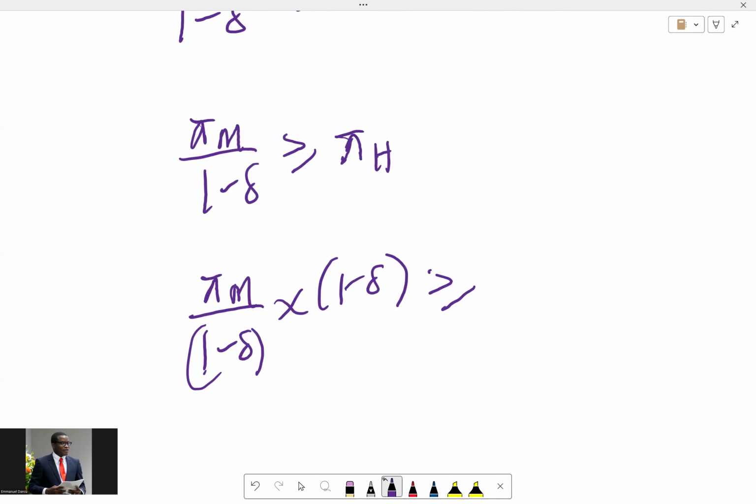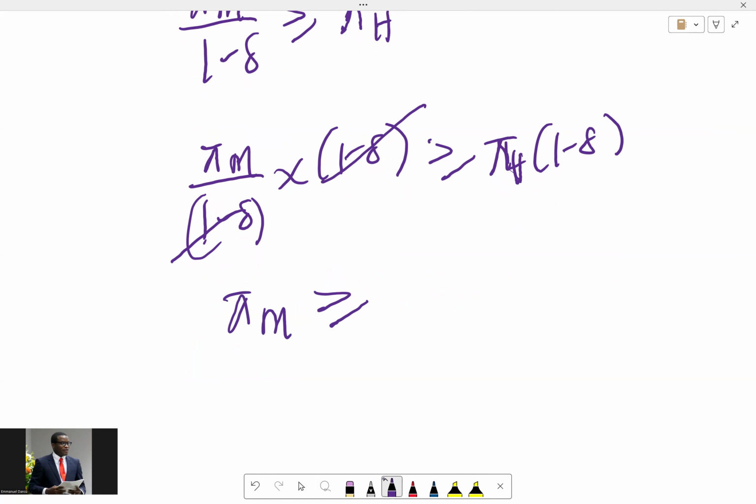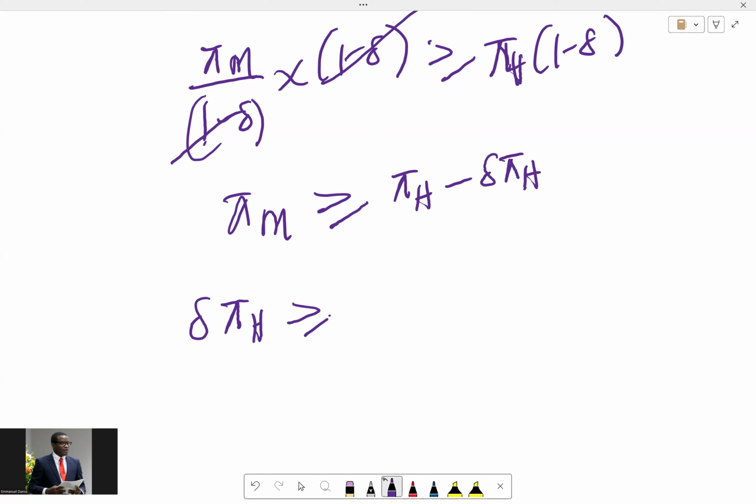It's less than 1, right? So we can maintain that pi H multiplied by 1 minus delta is fine. So this cancels out. So we have pi M is greater than or equal to pi H minus delta pi H. So we need to leave delta alone so that we now have delta pi H is greater than or equal to pi H minus pi M.